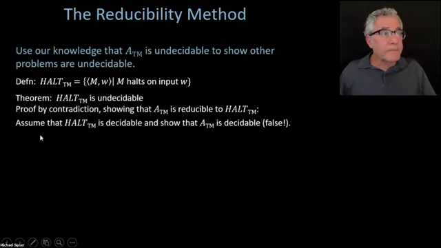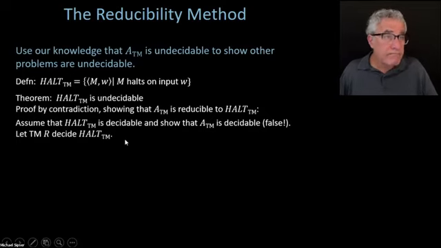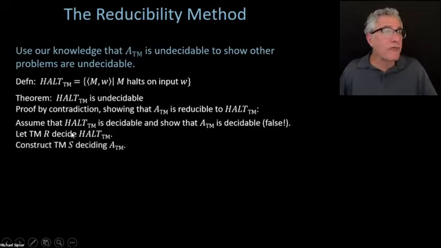As I just said, we're going to assume the halt TM problem is decidable and use that to show that ATM is decidable, which we know is false. We showed just earlier that it's not. So assume we have a decider for halt TM, we'll call it R. And we're going to construct from R a decider for ATM, we'll call S. Okay, so again, typical proof by contradiction. We're assuming the opposite of what we're trying to prove, and then we're going to get something crazy.